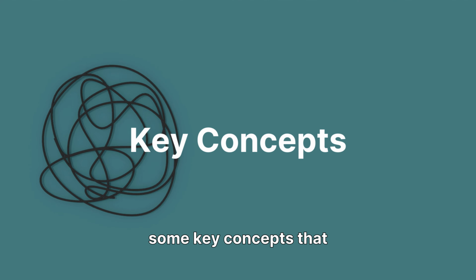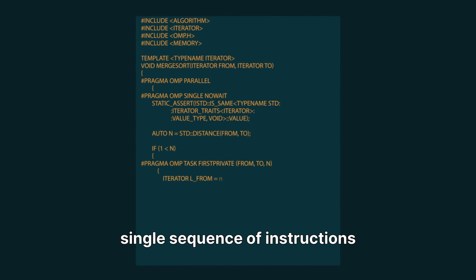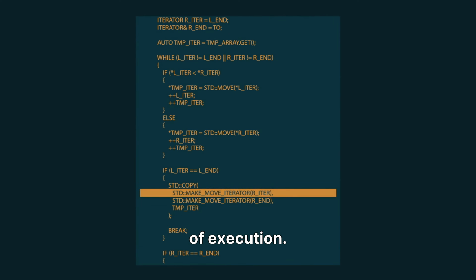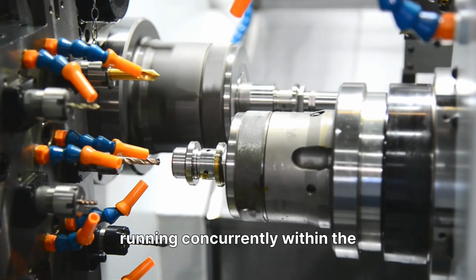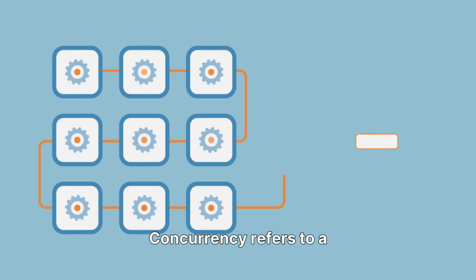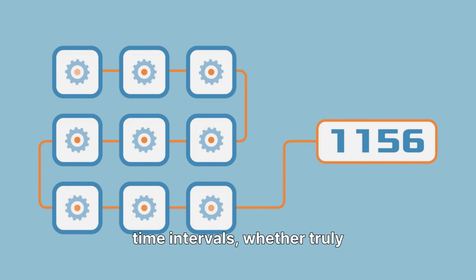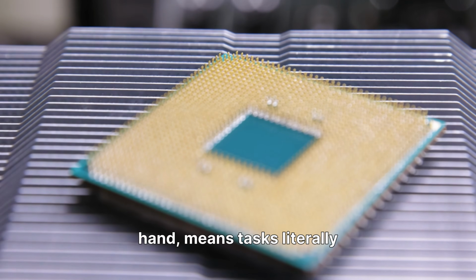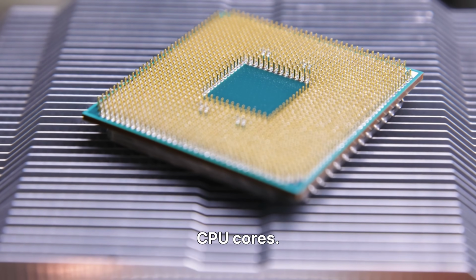Let's start by defining some key concepts that form the foundation of multithreading. A thread is a single sequence of instructions within a process, acting as the smallest unit of execution. Multithreading involves multiple threads running concurrently within the same process, sharing memory and resources. Concurrency refers to a system's ability to handle multiple tasks over overlapping time intervals, whether truly simultaneous or interleaved. Parallelism, on the other hand, means tasks literally run at the same time, often on different CPU cores.